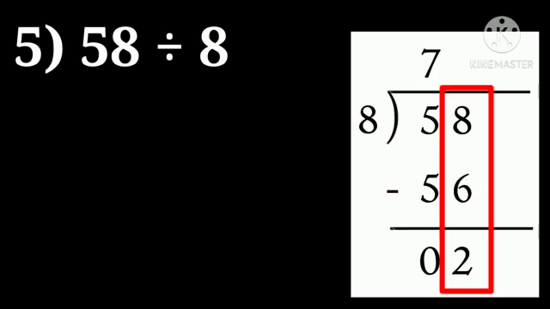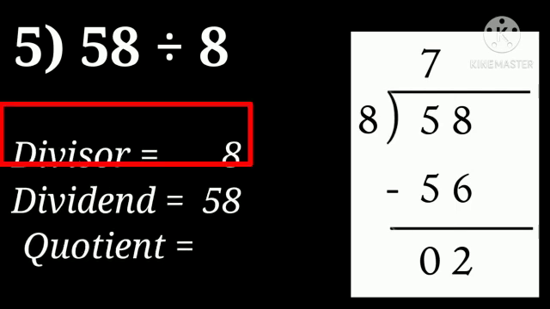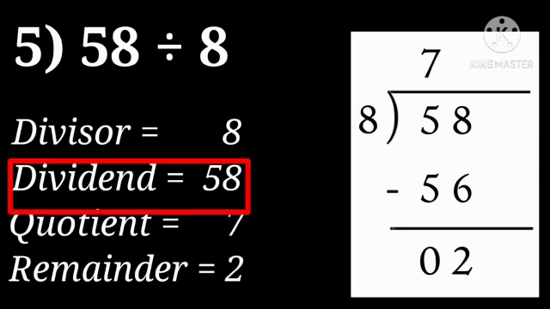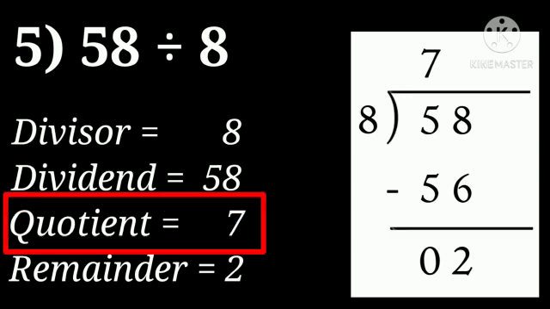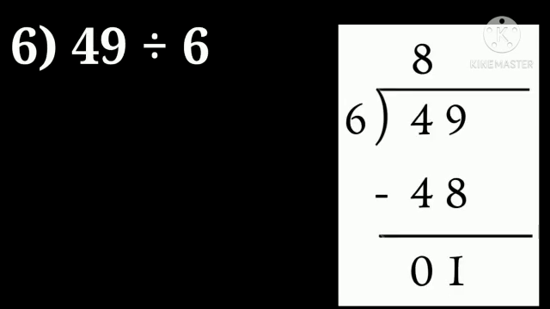Start subtraction starting from units place. 8 minus 6 is 2. 5 minus 5 is 0. So divisor is 8. Dividend is 58. Quotient is 7 and remainder is 2. Moving on to the next one.